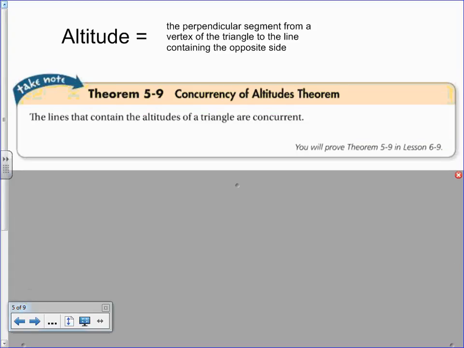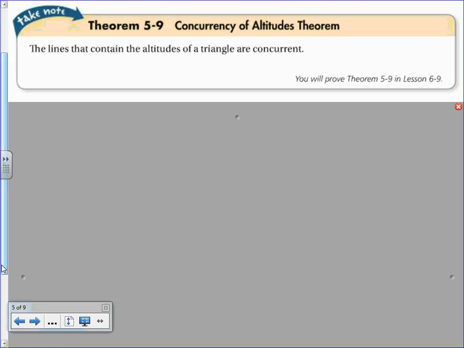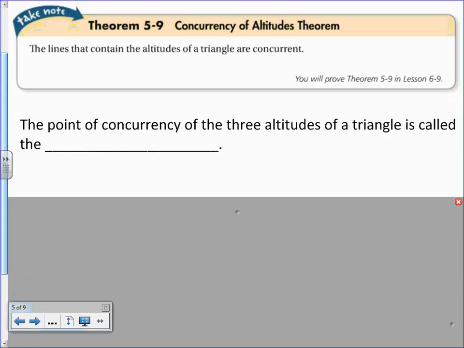All right, Theorem 5.9 says concurrency of altitudes theorem. And remember, altitudes are concurrent at the point called the orthocenter. So it says the lines that contain the altitudes of a triangle are concurrent. Whew. It's a tough one to write down. The lines that contain the altitudes are concurrent. So we know that altitudes do all cross at the same point. The point of concurrency of the three altitudes, we said, is called the orthocenter. Like an orthodontist, only not. The orthocenter.